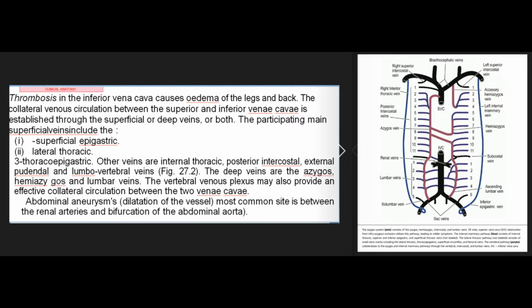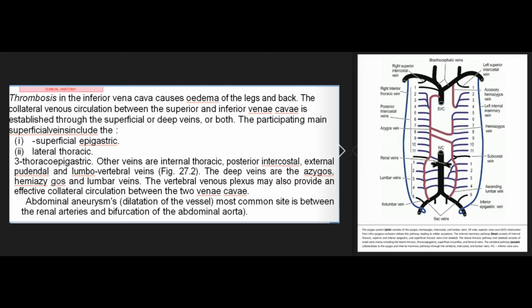The collateral venous circulation between the superior and inferior vena cavae is established through the superficial or deep veins, or both. The participating main superficial veins include the 1. Superficial epigastric, 2. Lateral thoracic, 3. Thoracoepigastric. Other veins are internal thoracic, posterior intercostal, external pudendal and lumbovertebral veins. The deep veins are the azygos, hemiazygos, and lumbar veins. The vertebral venous plexus may also provide an effective collateral circulation between the two venae cavae.